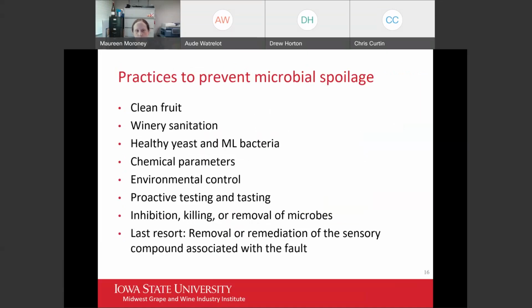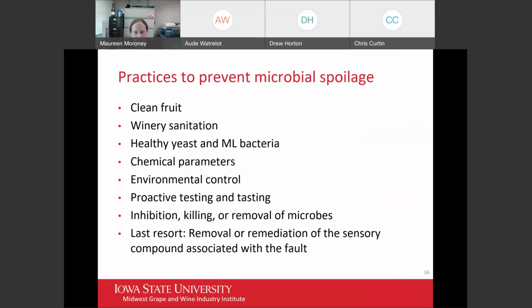So from a practical perspective, how do we prevent microbial spoilage from leading to a faulted wine? And working through this in roughly chronological order of production, good quality fruit is super important. If you're bringing in damaged or diseased fruit, that means you're already starting at a disadvantage against things like acetic acid bacteria. We all know that winery sanitation is critical. If you can keep your wanted microbes healthy, that helps them do what we want them to do. And it can also help keep populations of unwanted microbes in check.